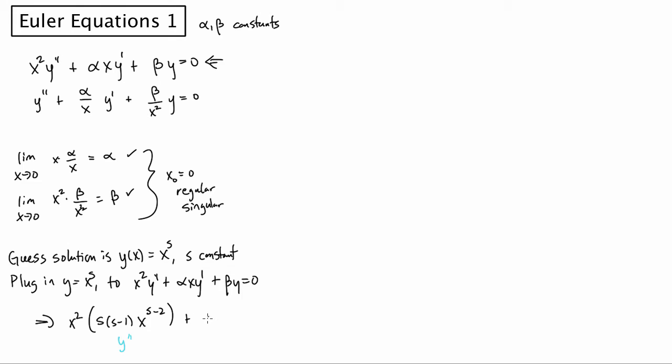Next, I'm going to get an alpha x times y prime. And y prime is, let's see here, s x to the s minus 1, plus, and then I'm going to have beta times y, which is x to the s. So I've got my y double prime, y prime, and y plugged in. I'm going to set this equal to 0.